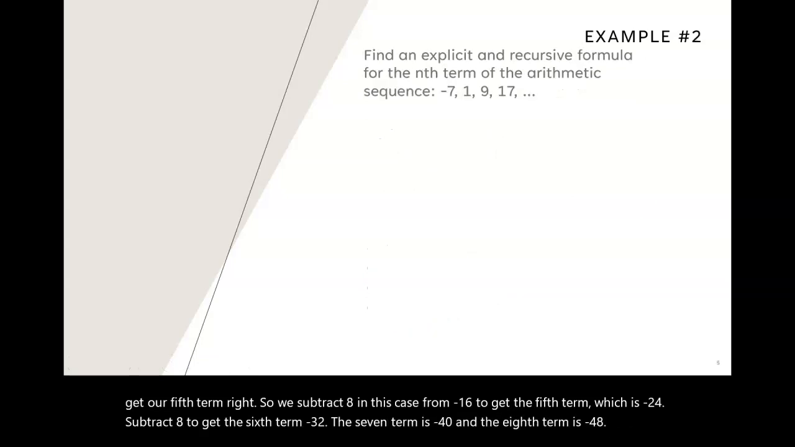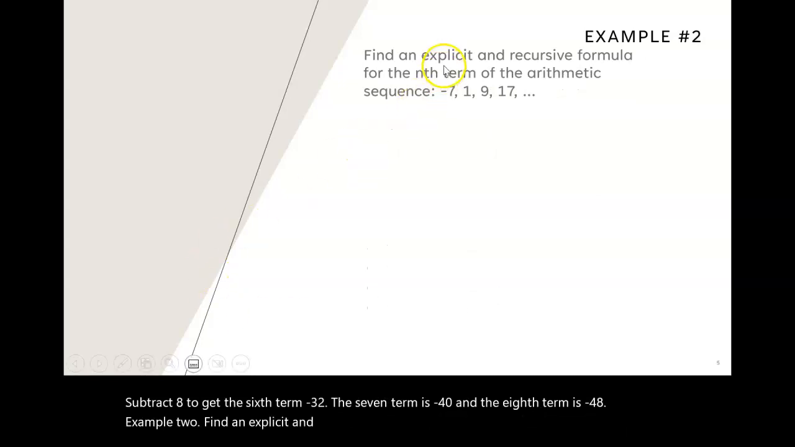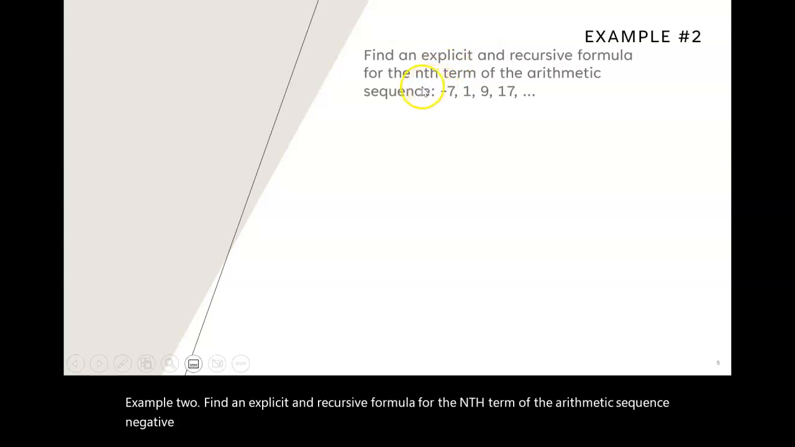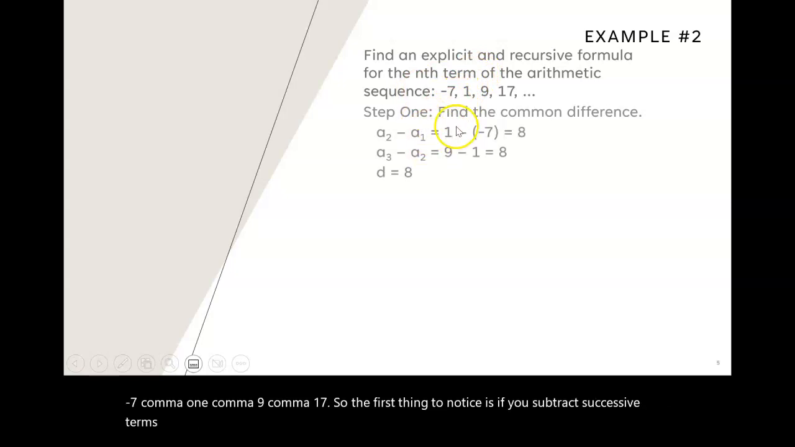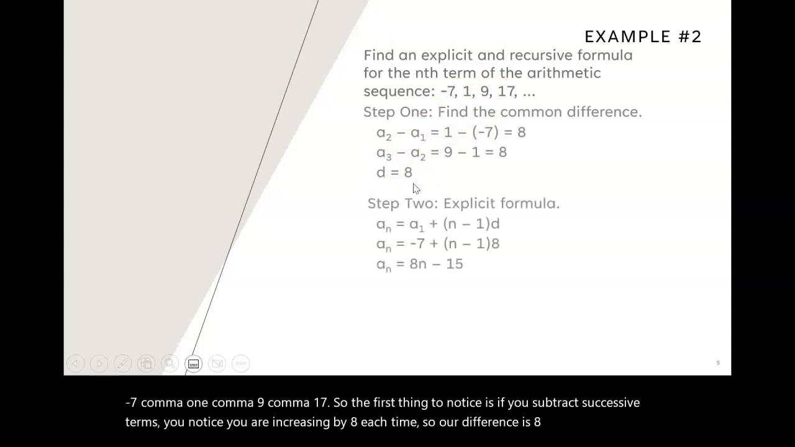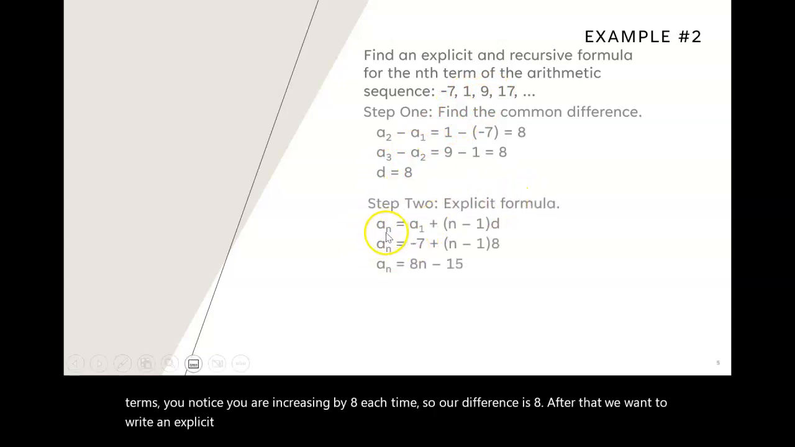All right, example 2, find an explicit and recursive formula for the nth term of the arithmetic sequence negative 7, 1, 9, 17. The first thing to notice is if you subtract successive terms, you notice you are increasing by 8 each time. So our difference is 8. After that, we want to write an explicit formula. So here's our basic idea for writing an explicit formula.